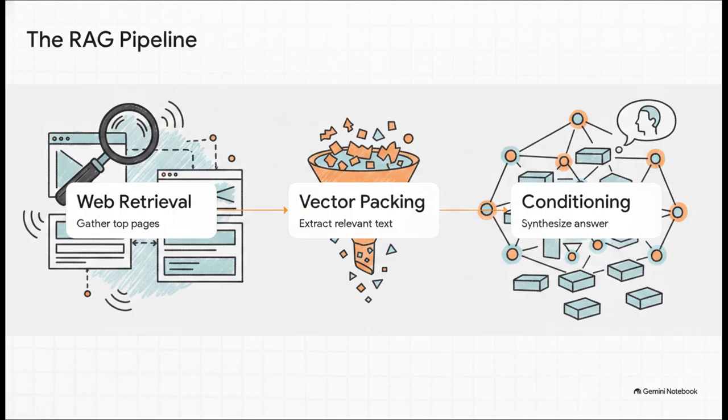Boom. Step 2 is vector context packing. The system ruthlessly strips away all the HTML junk, the sidebars, the ads, turning those pages into clean text blocks. It uses embedding models to extract just the most relevant paragraphs. And finally, step 3 is prompt conditioning. The system literally appends these paragraphs to your prompt as the ground truth. The neural network then synthesizes its answer based only on that retrieved text.